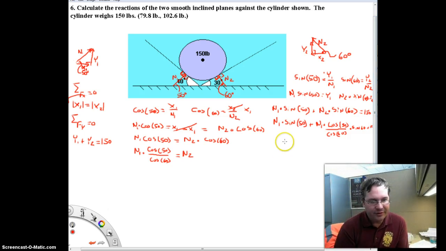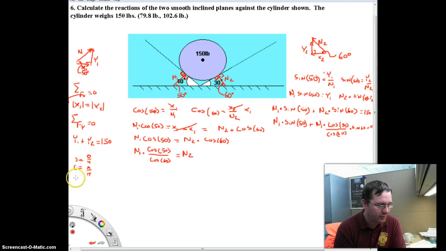But I can simplify this further. You'll notice now that I'm down to just one variable. n1 is the only variable. But look at this. I have sine 60 over cosine 60. Well, let's think for a minute about what that means. Sine equals opposite over hypotenuse. Cosine equals adjacent over hypotenuse.